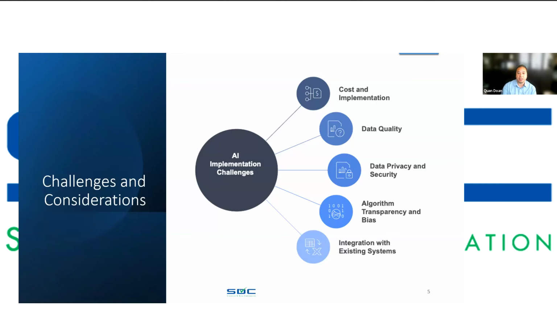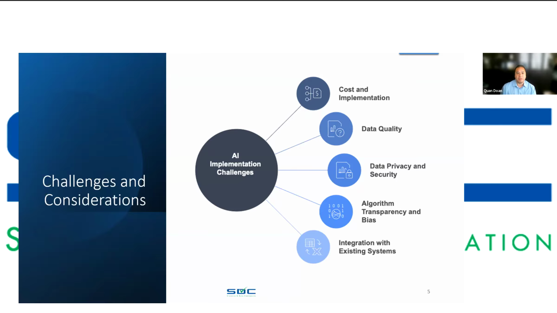Organizations have to be prepared to invest in the training and the resources to overcome these obstacles and promote a culture of innovation while ensuring patient safety and data integrity, right? So again, understanding these challenges is essential for how your organization can leverage AI effectively.